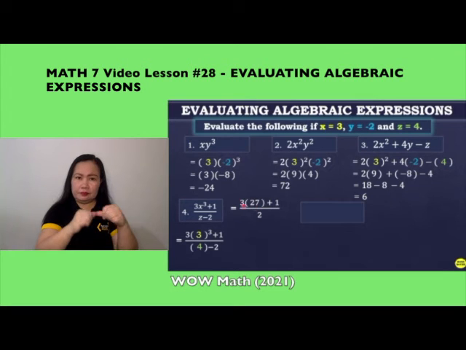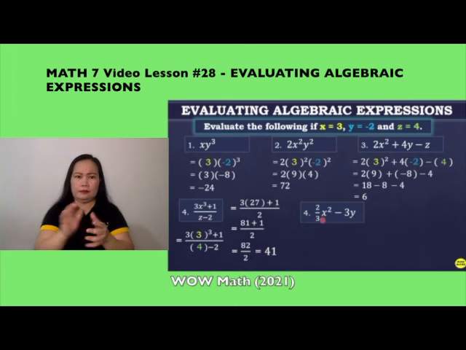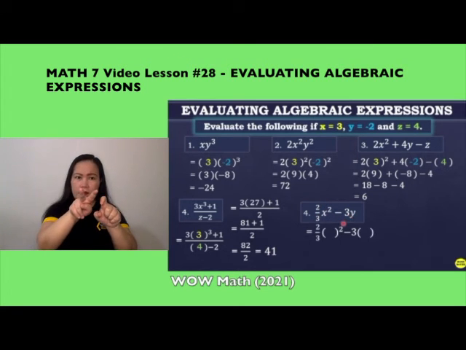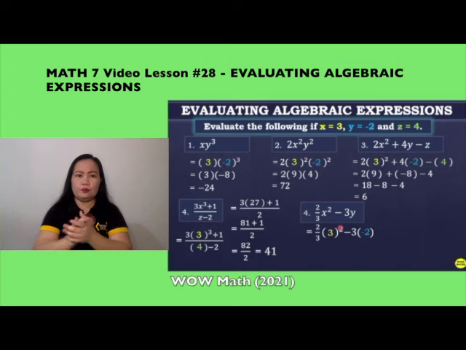Okay, and then 27 times 3, that is 81. 81 plus 1 over 2 na tayo. So that is 82 divided by 2, and 82 divided by 2, that is 41. Next. So, I have here 2/3 x squared minus 3y. Substitute muna natin lahat. So, 2/3, your x is 3. And then, squared minus 3, your y is negative 2. Okay. So, ganun ulit. Simplify muna natin ito. So, that is 3 times 3, 9.